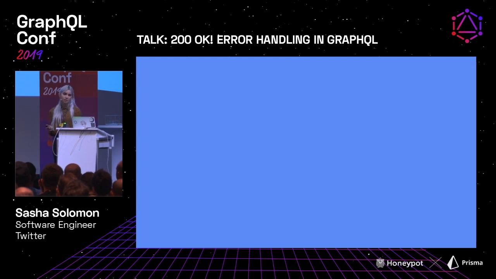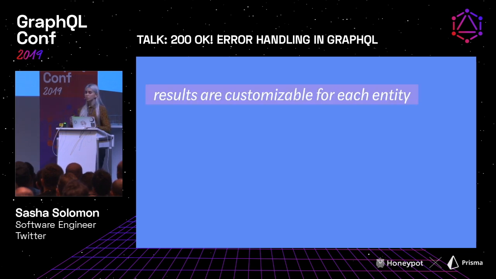What's good about this? For one thing, results are customizable for each entity. So a user will have different alternative results than other fields will. And we can add different errors and customized fields for each type. Like we were able to add message and reason, but for blocked user, we were able to add another field for the actual user that blocked them. So that was kind of cool.